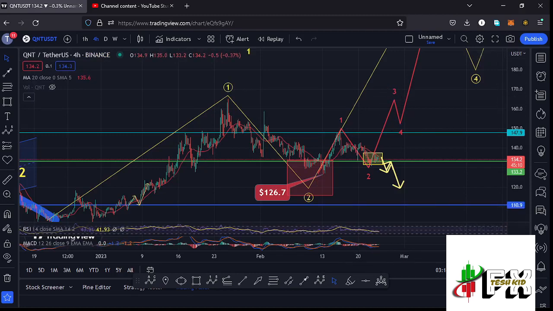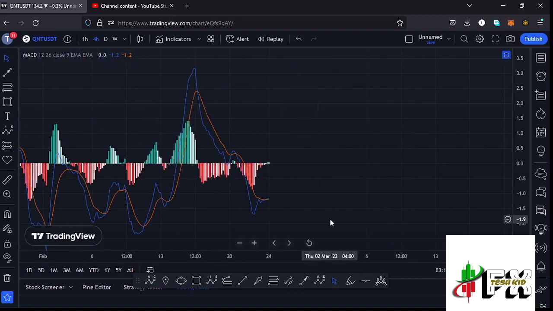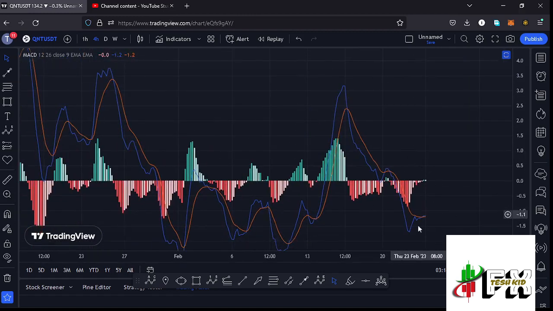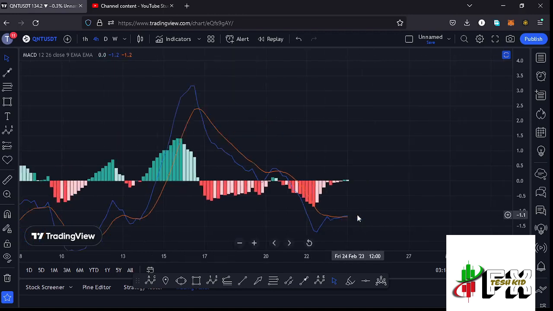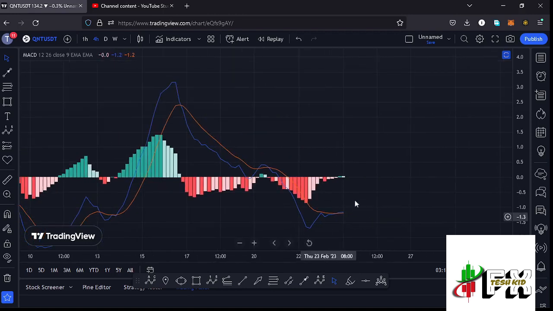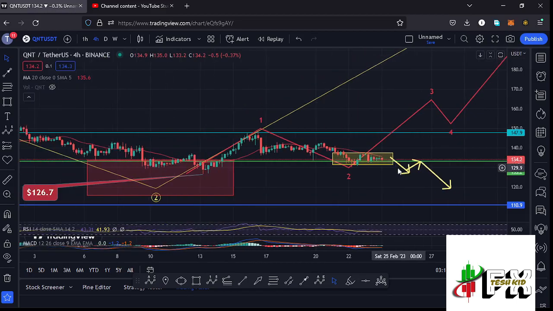And also taking a look at the MACD, we have been able to print a bearish crossover here, and you can see that we are seeing a sharp decrease in the selling momentum, and I believe we have also printed a bullish crossover here, but we are yet to see that increase in the buying momentum here on the MACD. So let's be patient and see how that plays out, and I'll be keeping you updated.